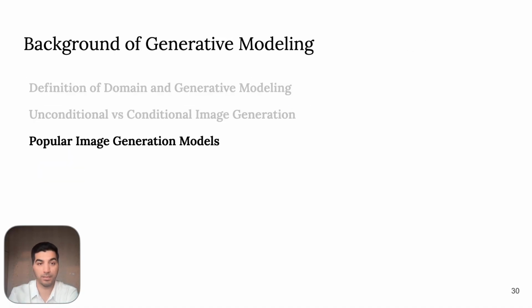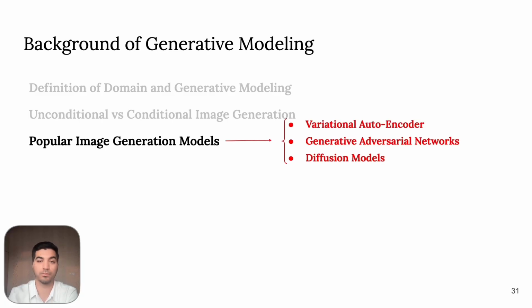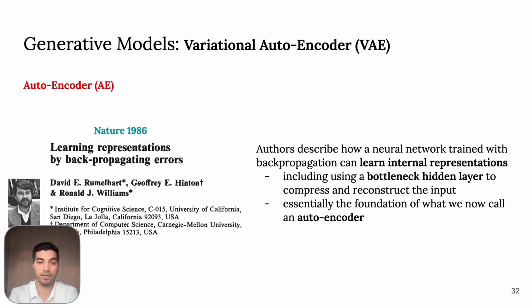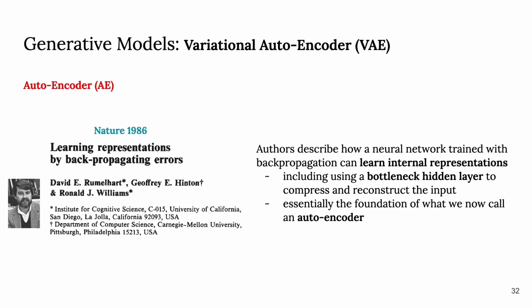And finally, we discuss popular image generation models, including variational autoencoder, generative adversarial networks, and diffusion models. To discuss variational autoencoder, first we need to understand the concept of autoencoder. The idea of autoencoder is first proposed in this old Nature paper. Here, authors describe how a neural network trained with backpropagation can learn internal representation. And among this discussion, they include using a bottleneck hidden layer, which compresses and reconstructs the input, which is basically what we call autoencoder.